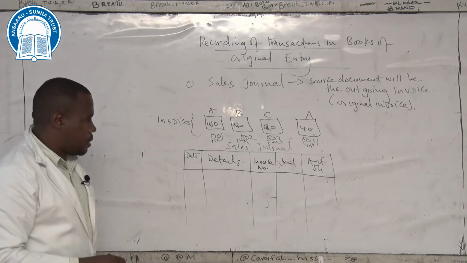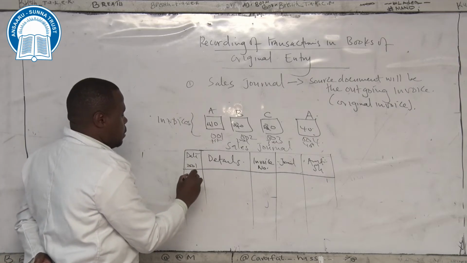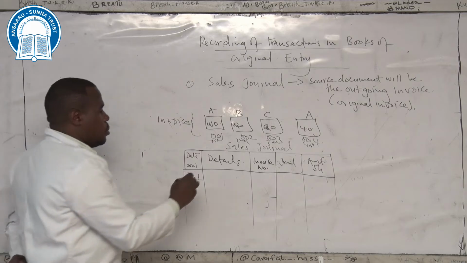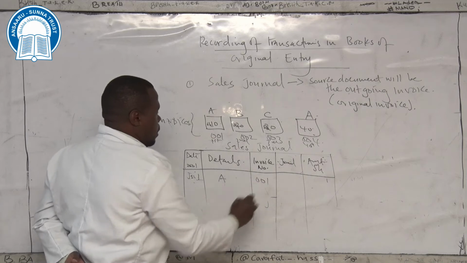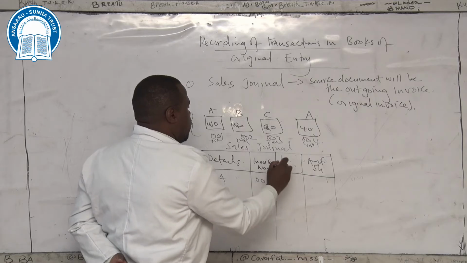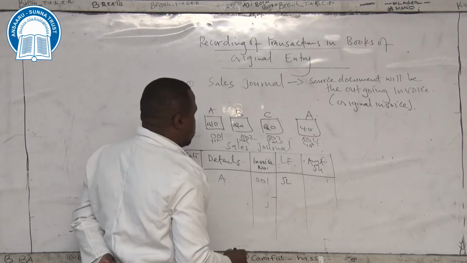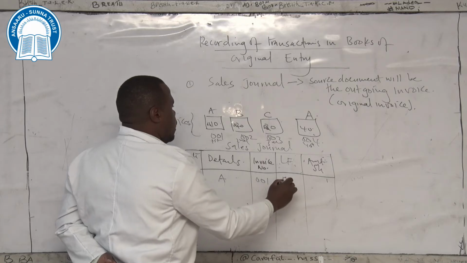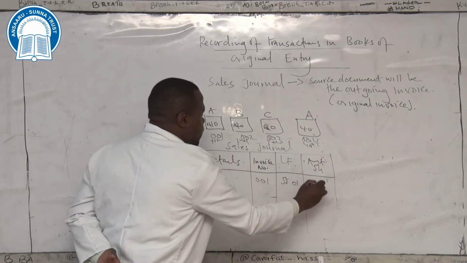If we look at this, maybe on the first date, January 1st, goods were sold to customer A. Invoice number 001. Here we have the ledger folio, the sales ledger or sales journal; maybe you can give it 1. Then here the amount was 10.